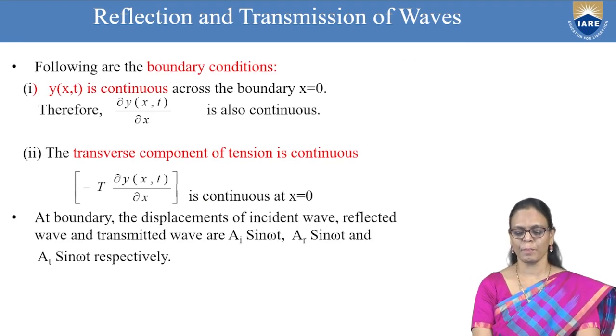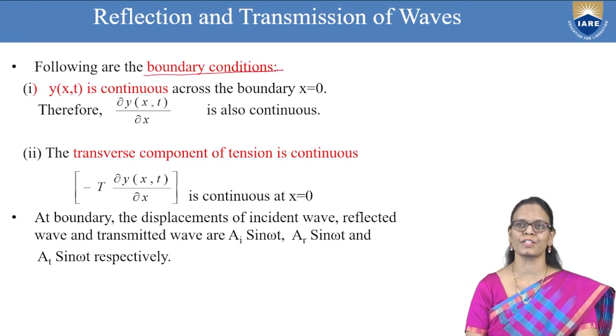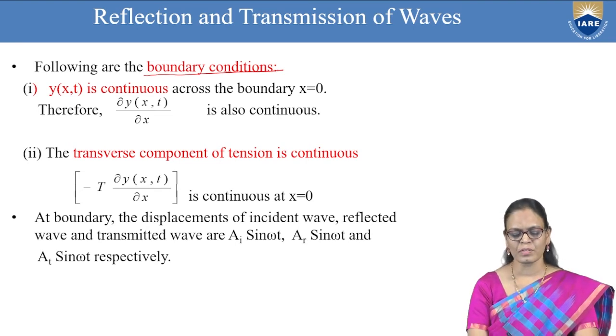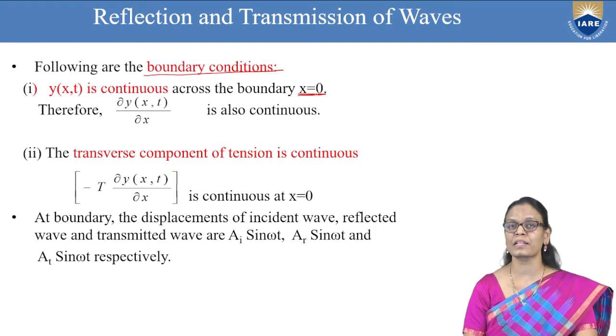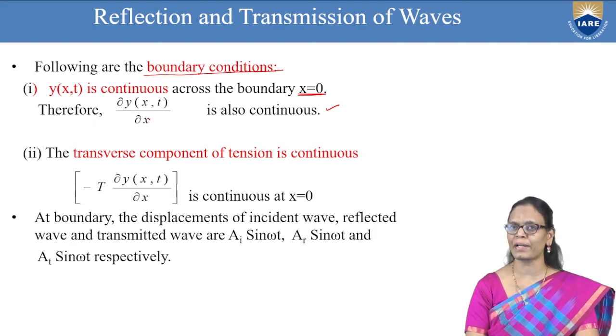Now let us see the boundary conditions. What are the boundary conditions on these waves? The first condition is y(x,t) is continuous across the boundary at x is equal to 0. So y(x,t) means the displacement is continuous across the boundary. Therefore, dou y by dou x is also continuous. We are considering the partial derivative here because we have two variables, x and t. When we take it with respect to x, we keep t constant. So dou y by dou x is also continuous. That will be the first boundary condition.